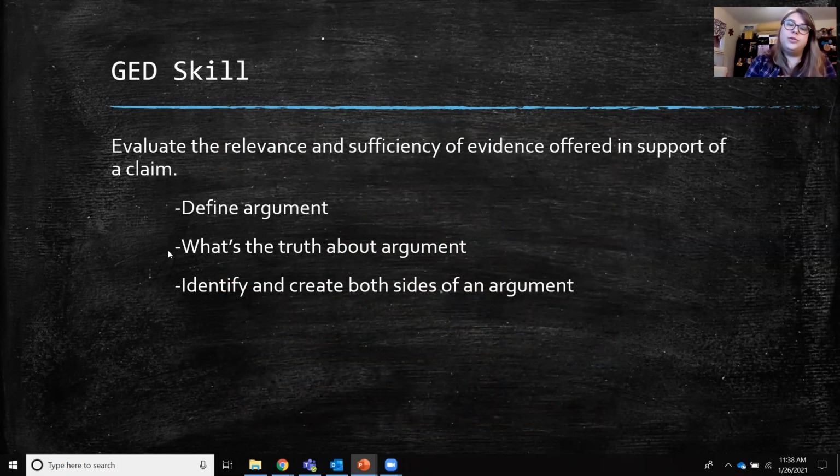We are going to talk about what the truth is behind an argument. What does it mean to have an argument? What does this look like in writing? What does this look like when we take our GED test? We're going to talk about some of the myths and truths behind argument writing. And lastly, we're going to work on identifying and creating both sides of an argument. We want to be able to not only identify what an argument is, but also identify the opposite of an argument, and create reasons to support both sides. So let's go ahead and get started.